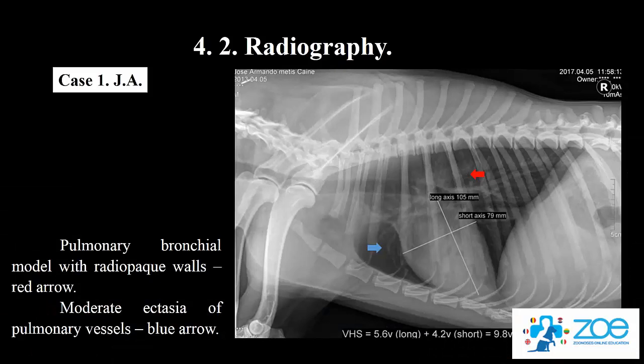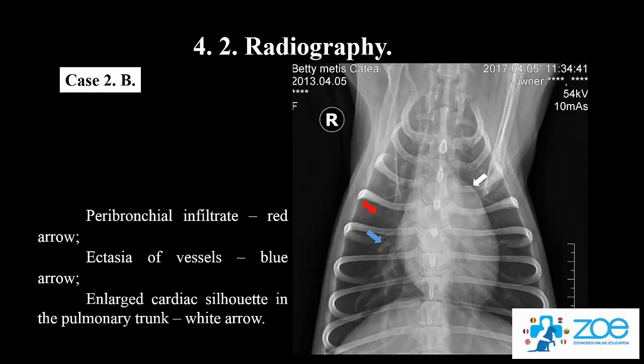Pulmonary bronchial pattern with radiopaque walls. See the red arrow. Moderate ectasia of pulmonary vessels. See the blue arrow. Red arrow, peribronchial infiltrate. Blue arrow, ectasia of vessels. White arrow, enlarged cardiac silhouette in the pulmonary trunk.